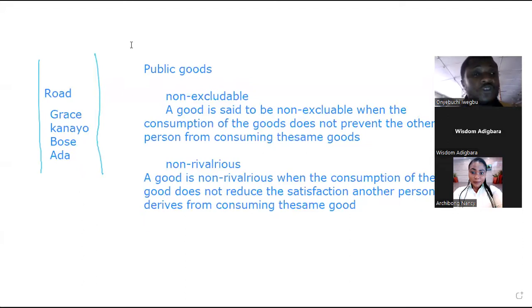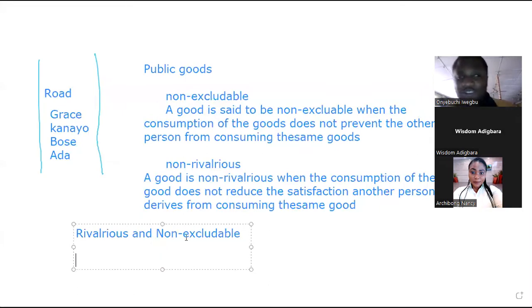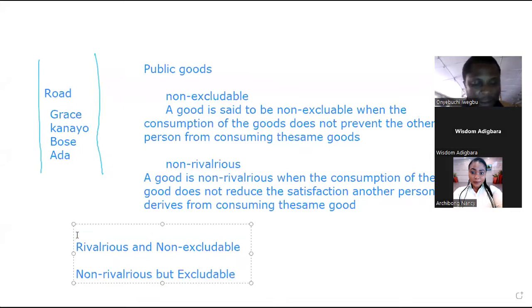Note that there are also some goods that are mixed. They are rivalrous and non-excludable. We have goods like that. And we also have goods that are non-rivalrous, but excludable. They are all called mixed goods. So we have those types of goods.